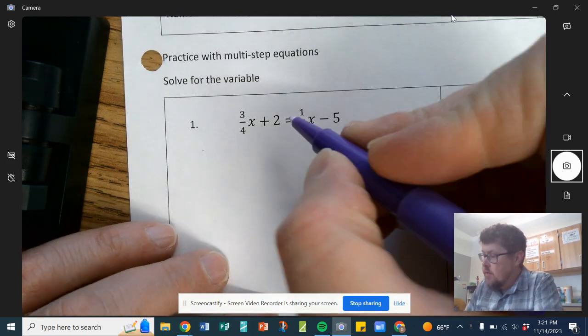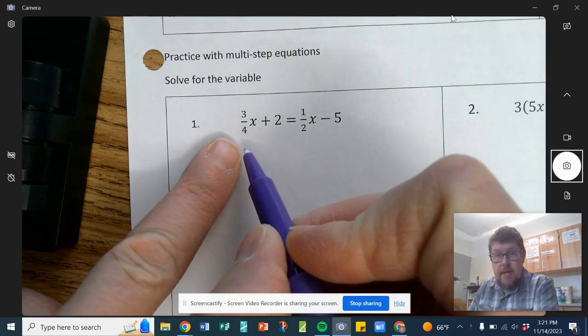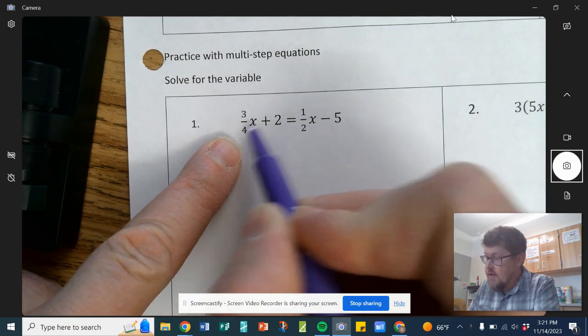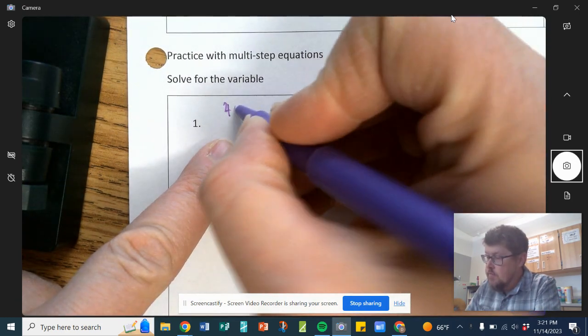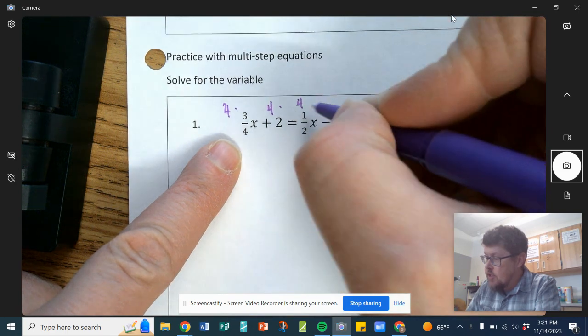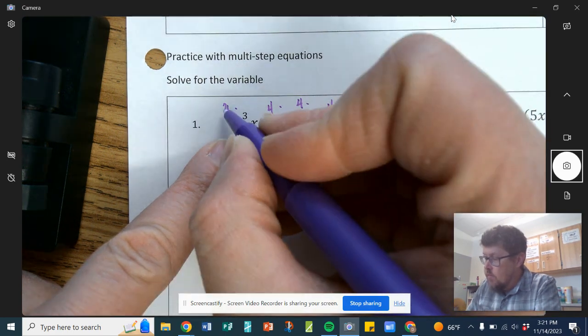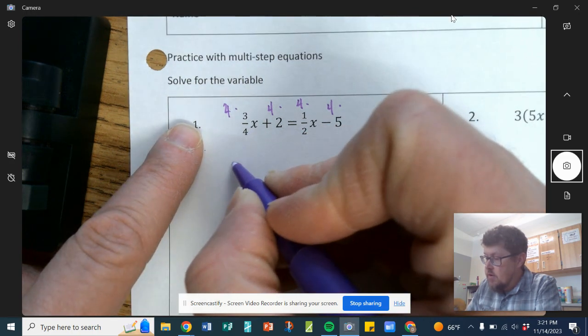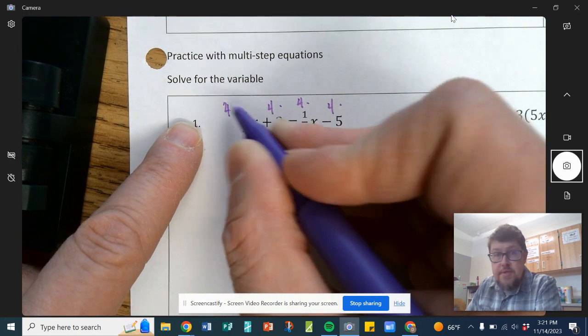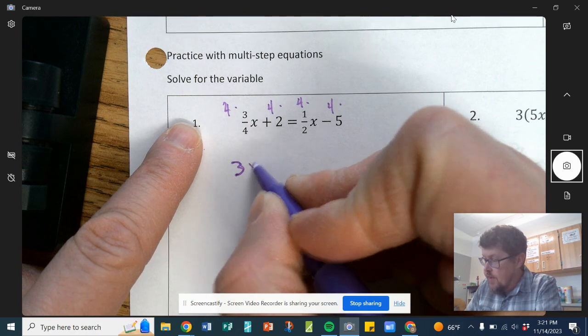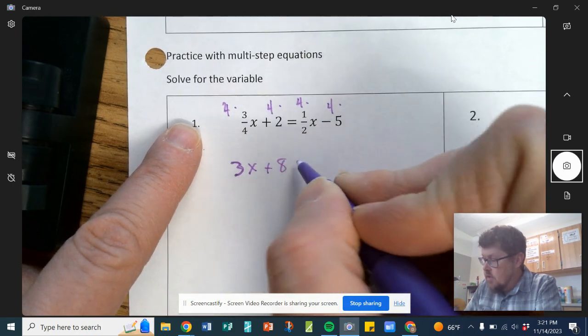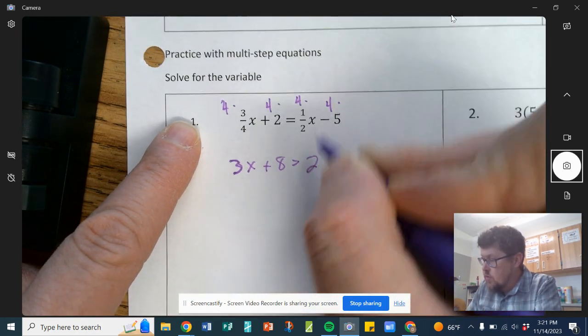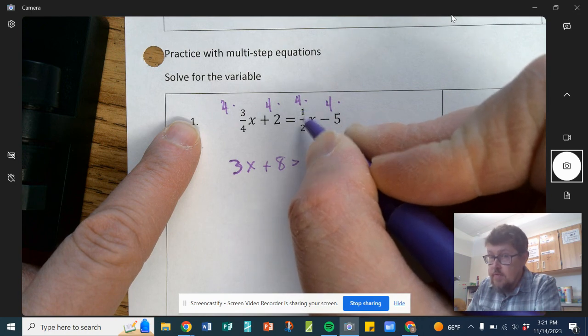You could also multiply by the common denominator. The common denominator between this fraction and this fraction would be 4. So if you do that, you would have to multiply every term by 4. Okay, 4 times 3 is 12, divided by 4 is 3. You can either think about it as what is 3/4 of 4, and that is 3. Okay, 4 times 2 is 8. What is half of 4? That gives you 2. 4 times 1 is 4, divided by 2 is 2.